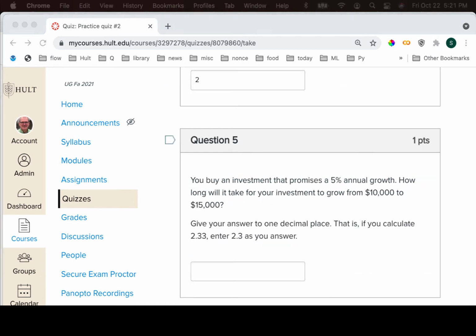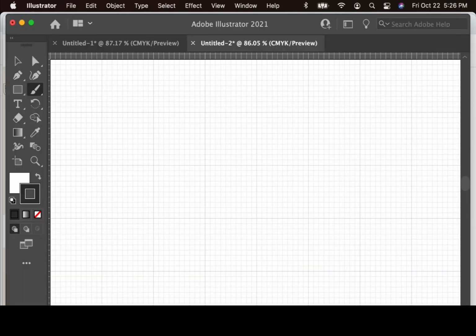So the next question is, you buy an investment that promises a 5% annual growth. How long will it take your investment to grow from 10,000 to 15,000? And I ask you to give your answer to 1 decimal place. That is, if you calculate 2.33, just give me 2.3. No need to round up in that case. So let's take a look at this one. This is question 5.